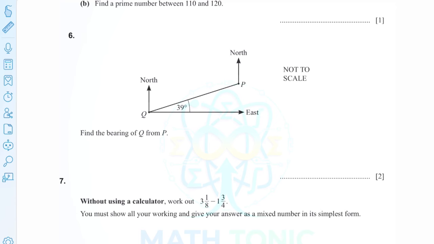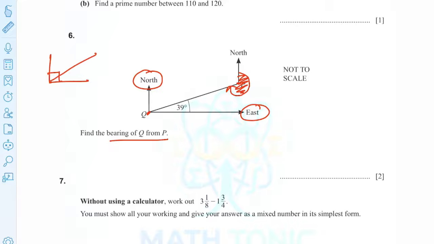Question number 6 is: given that, find the bearing of Q from P. Q from P means it is asking about this angle. We need to find out about this angle. Clear? Now, how to find this? See, if this is east and this is north, then north and east make 90 degrees, right? Out of which one angle is given as 39 degrees. So can we find out this remaining angle? Yes, we can. How? 90 minus 39 equals 51 degrees. So we got to know this angle should be 51 degrees.